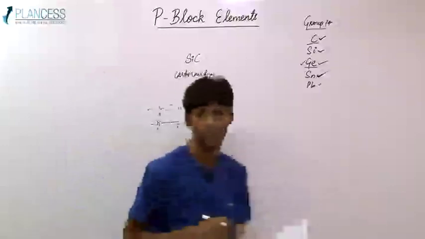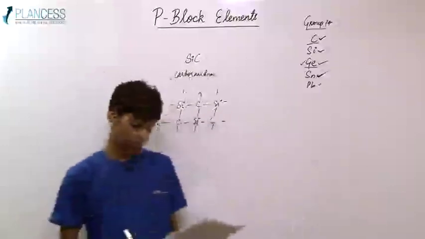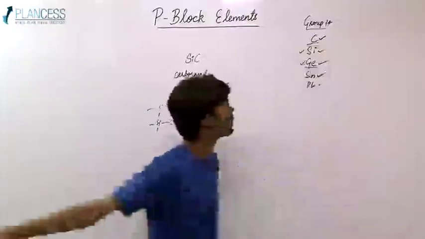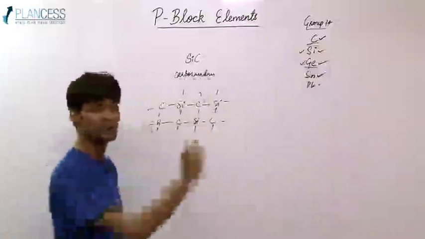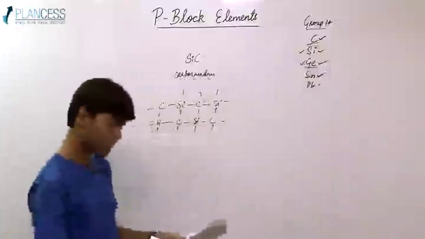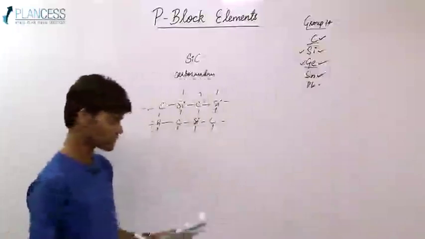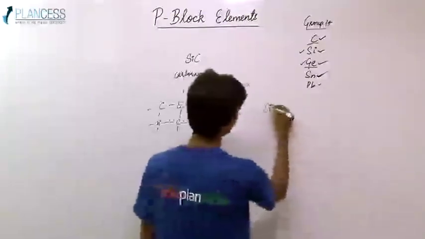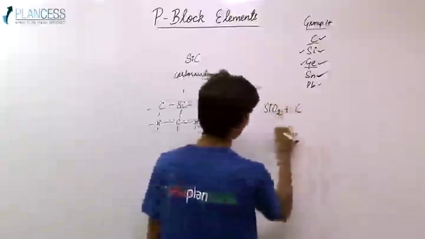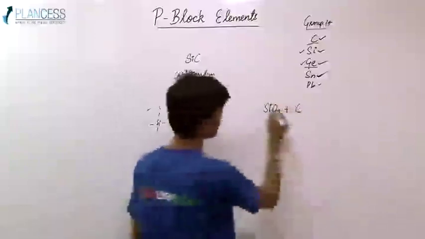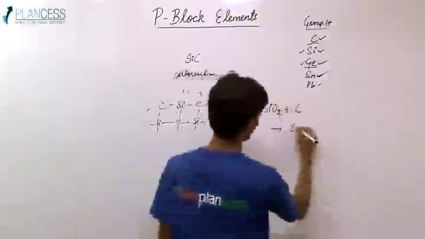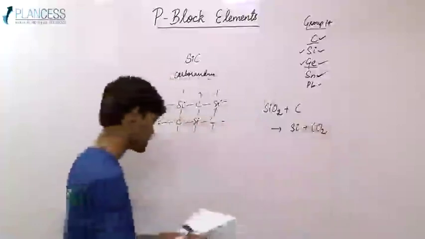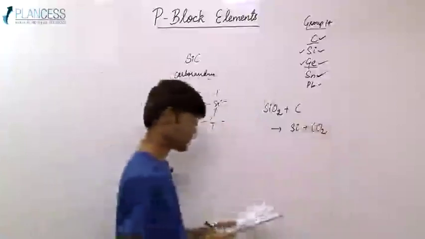So this was all about the compounds of carbon. Next we move to silicon. Silicon, as you can see, is the second element of group 14 and is the second most abundant element found in the Earth's crust. As far as its preparation is concerned, when silica is reacted with carbon, carbon acts as a reducing agent and reduces SiO2 to Si and forms CO, that is carbon monoxide. So this is the preparation reaction for silicon.